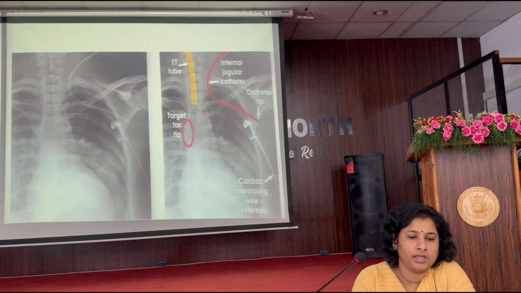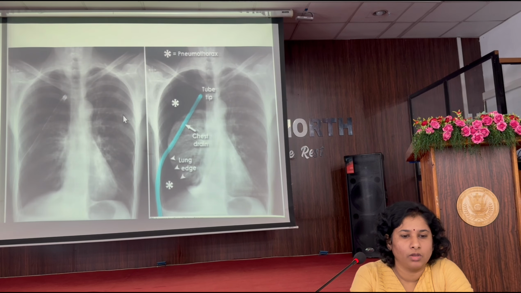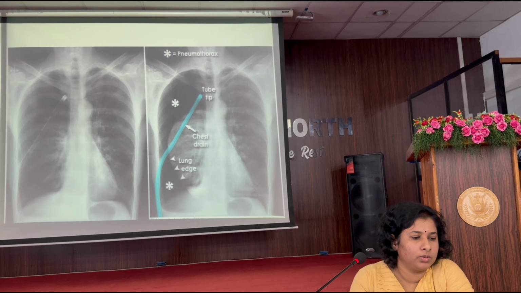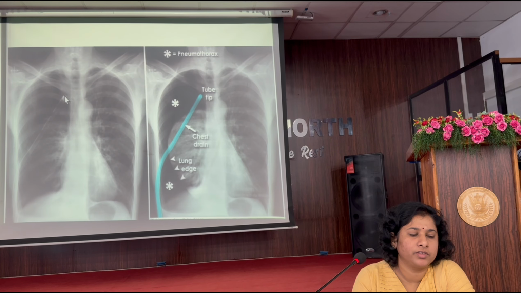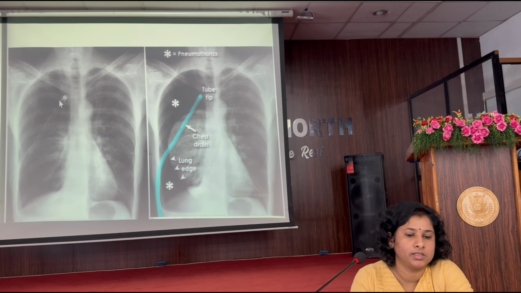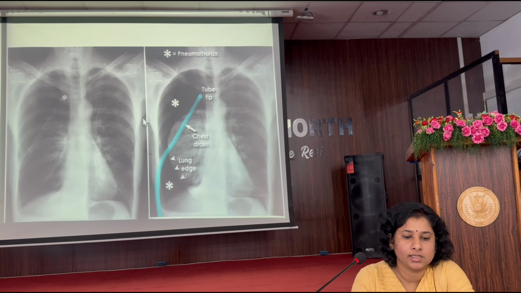Again, the internal jugular vein line is mispositioned and it is located within this soft tissue part. So the chest drains, there are two. One is for pneumothorax and the other one for the hemothorax. Here the chest drain for the pneumothorax should be facing upwards, not downwards. So this is correctly positioned.